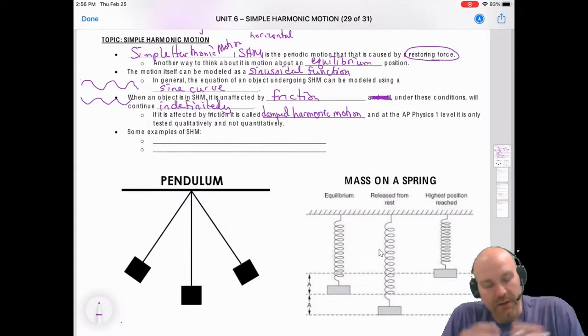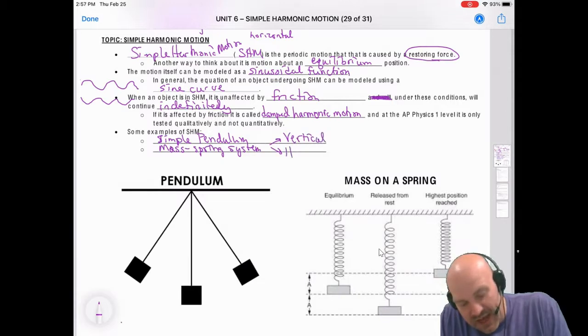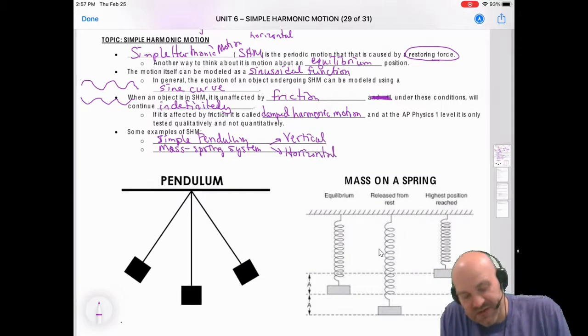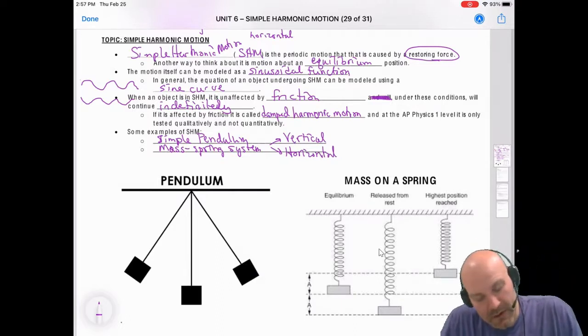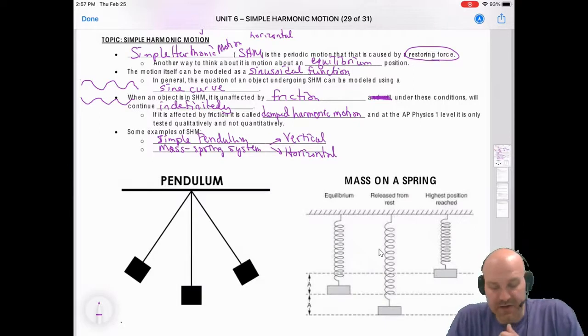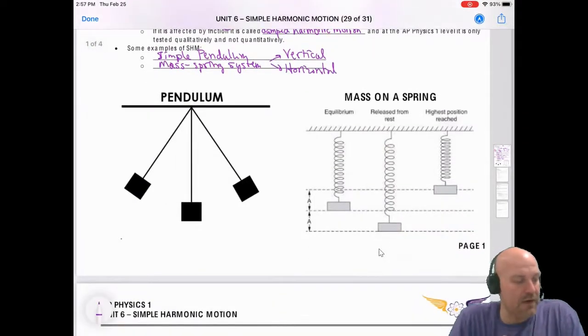All right. Now, the two main examples of simple harmonic oscillators that we talk about in physics one are the simple pendulum and the mass spring system. Now, the thing about the mass spring system is we will do vertical mass spring systems and we will do horizontal mass spring systems, right? So the vertical goes up and down, horizontal goes left and right. Okay, and so here are these two oscillators, and we're going to talk about some key points about these oscillators before we go any further.